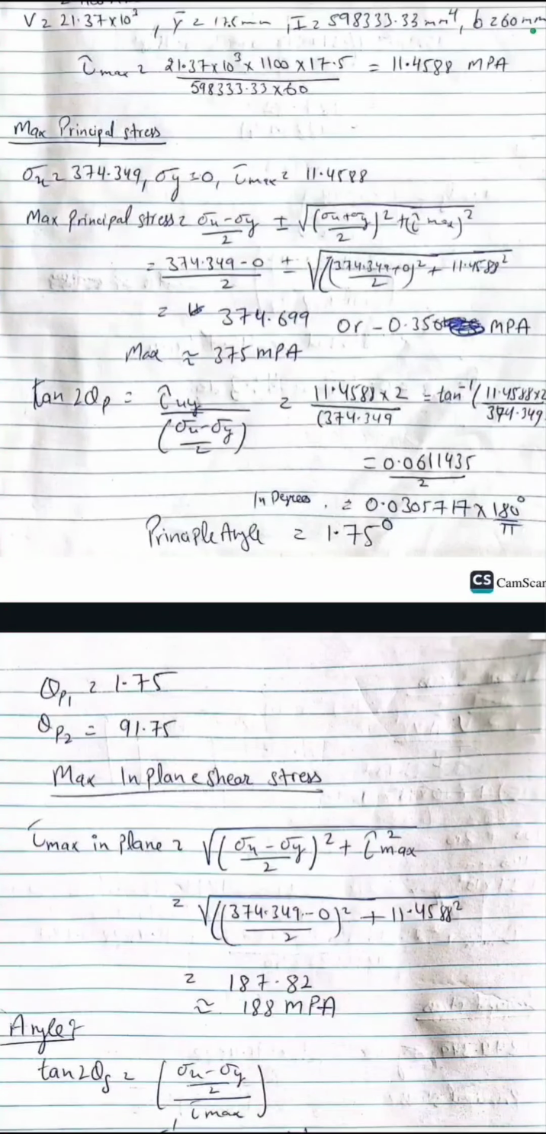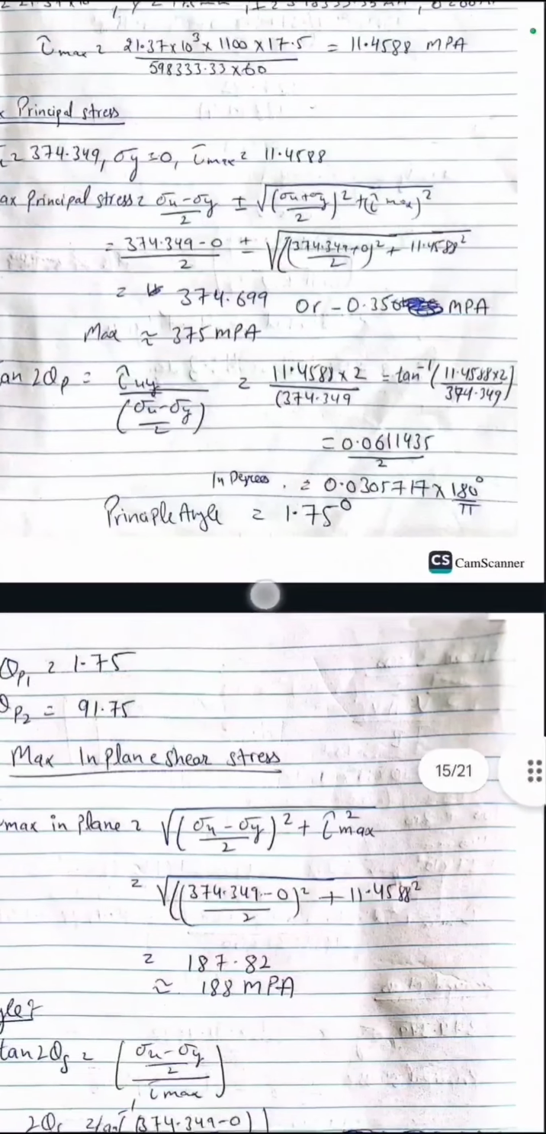And we find the principal angles as well, where we put the values in the formula tan 2 theta p is equal to tau xy divided by (sigma x minus sigma y) divided by 2. We plug in the values.